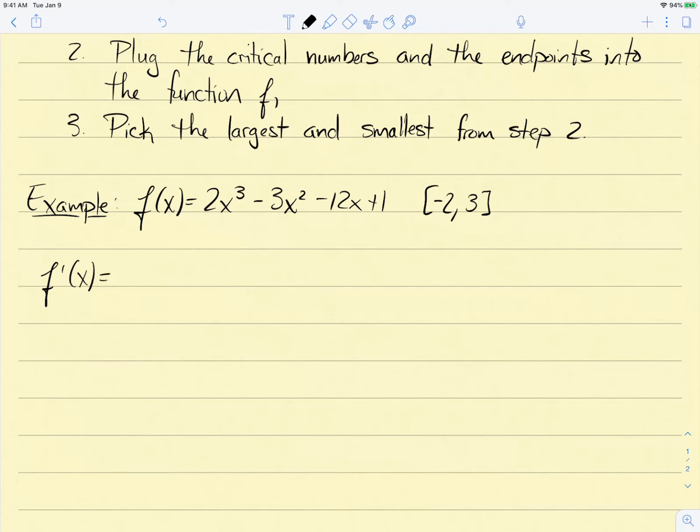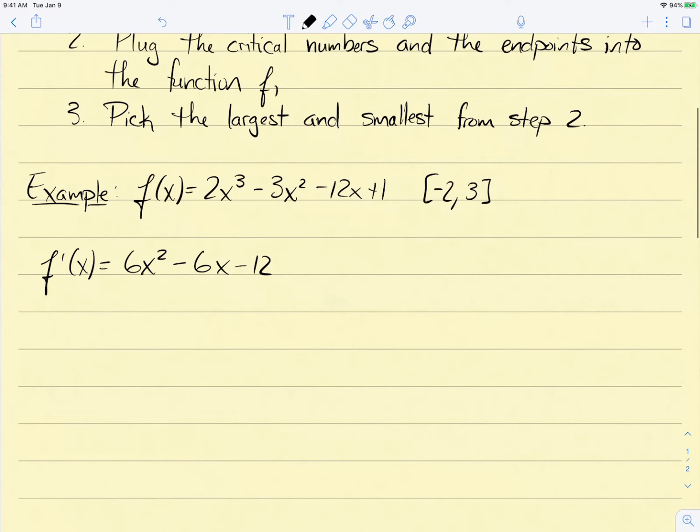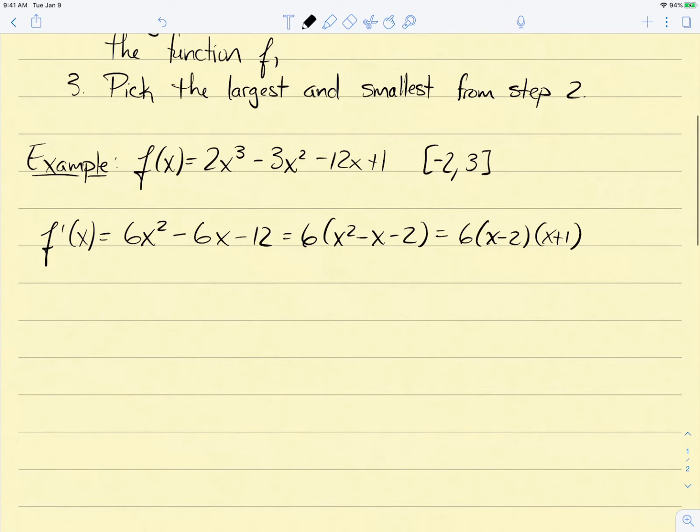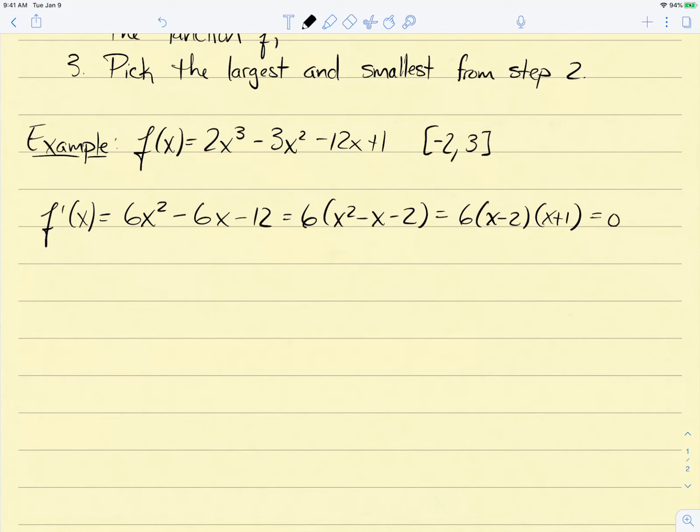F prime of x is 6x squared minus 6x minus 12. We're going to factor that, so we can pull a 6 out of each of the terms. So we're left with 6 times x squared minus x minus 2. And we can factor x squared minus x minus 2 as x minus 2 multiplied by x plus 1. So we can find our critical numbers by setting this equal to 0. This function is 0 if and only if x is equal to 2 or x is equal to minus 1.